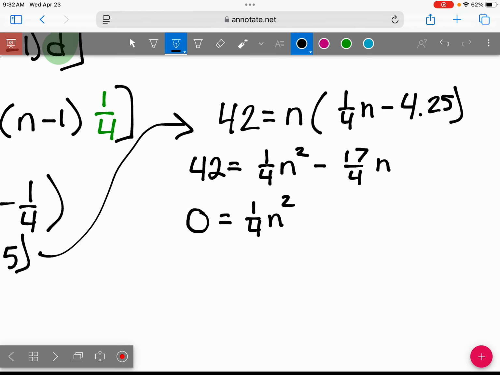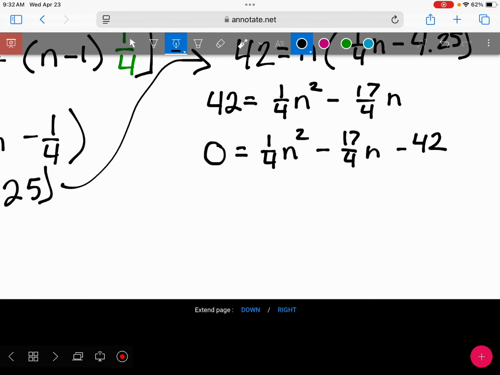n squared minus 17/4n minus 42. What are we noticing? Nothing. I told you, man. It's leave algebra 2 for last. It's a quadratic. What can we do to make this less gross? You don't even need to use substitution.